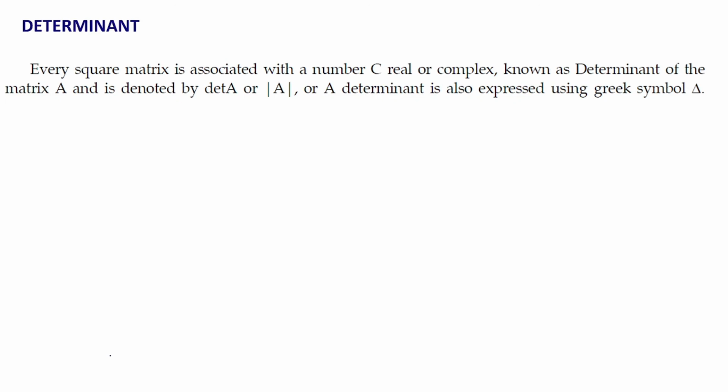First we will see what a determinant is. Every square matrix is associated with a number C, which is real or complex, and this is known as the determinant of the matrix A. It is denoted by determinant of A, or we have this symbol |A|. Also the determinant of a matrix is expressed using the Greek symbol delta.